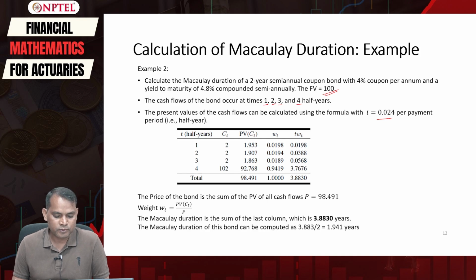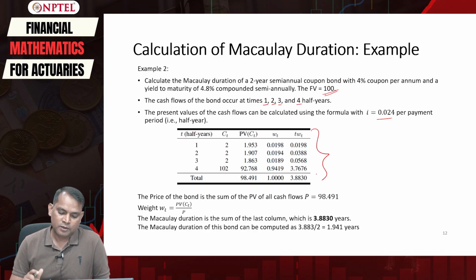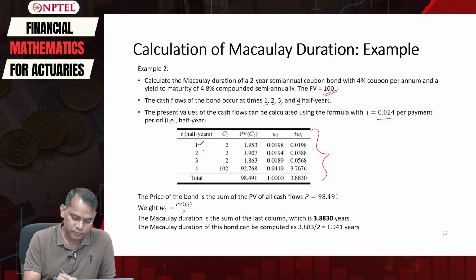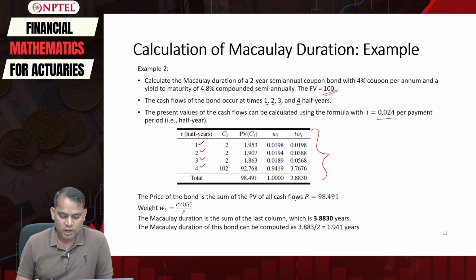or 2.4%. With this we will get this table using the same way we have understood in the previous slide. So we again have the first half year, second half year, third half year, and fourth half year, and the coupon amount is 2%. Here 4% divided by 2 gives us 2%, that is 2. And we get the first half year, second half year, third half year, and this is the fourth half year cash flow.